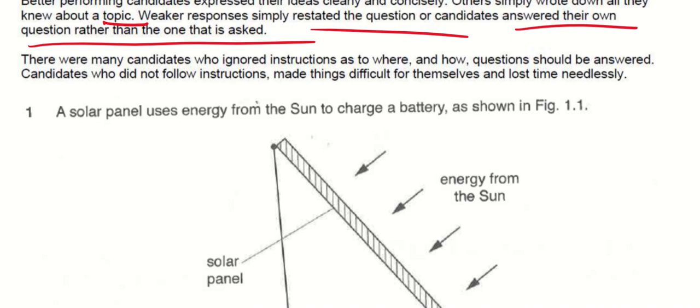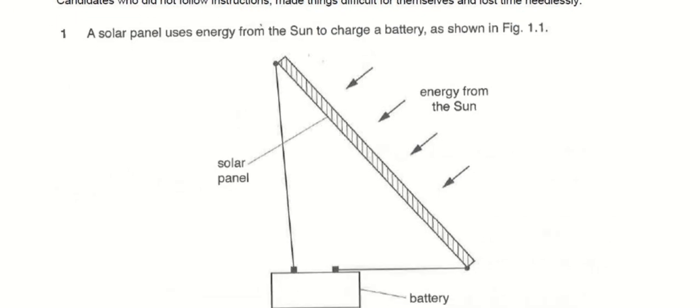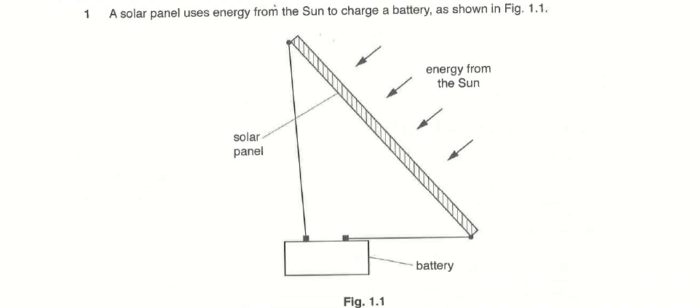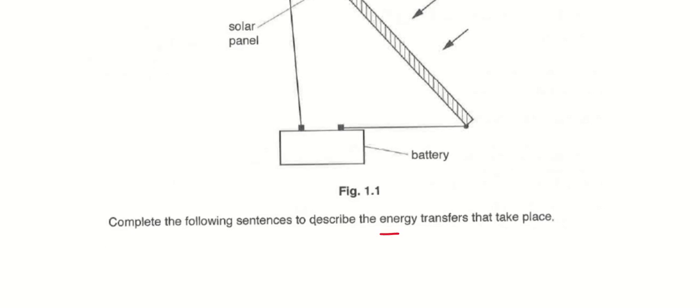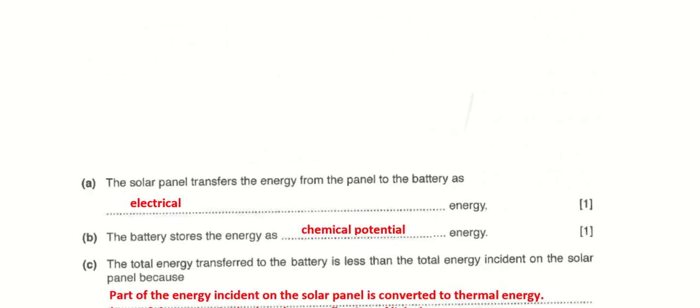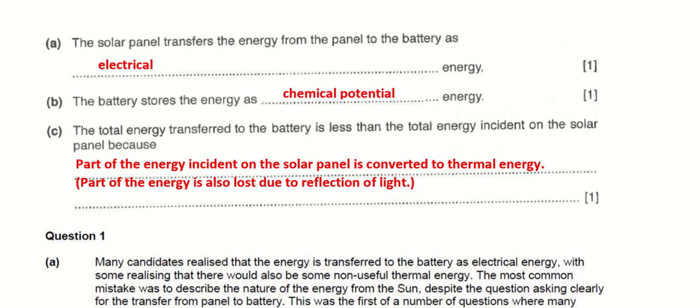Okay, let's go into the question now. Question 1, a solar panel uses energy from the sun to charge a battery as shown in figure 1.1. So this is the solar panel. Complete the following sentences to describe the energy transfers that take place. Okay, so the solar panel transfers the energy from the panel to the battery as electrical energy.